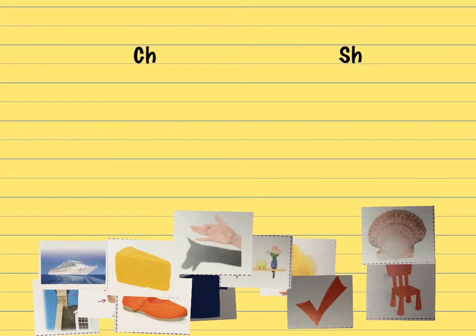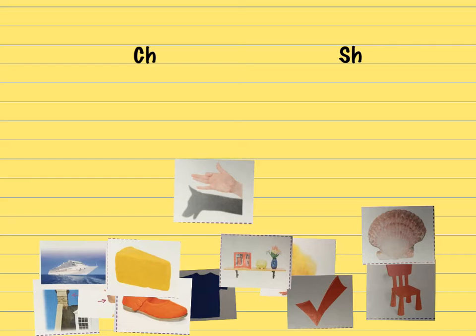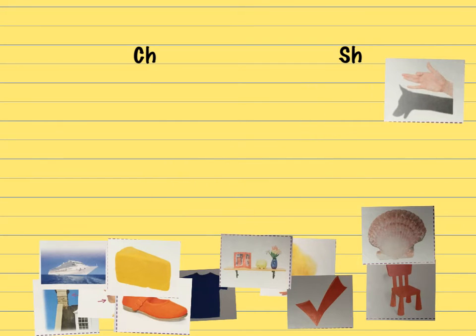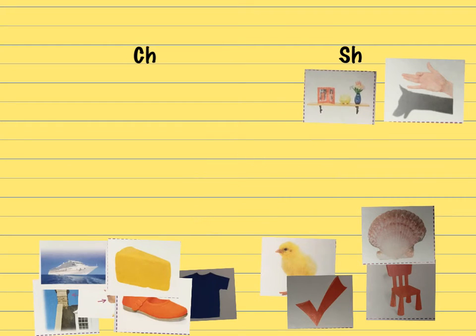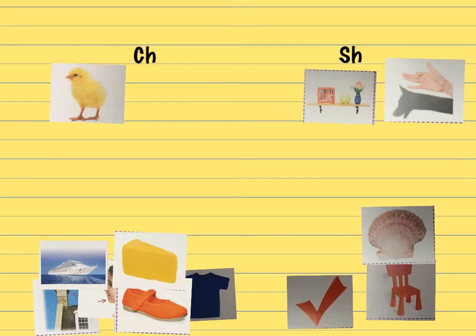So let's sort our pictures. Shadow has the sh sound, so it goes under SH. Shelf has the SH sound. Chick has the CH ch sound. Cheese has the CH ch sound.